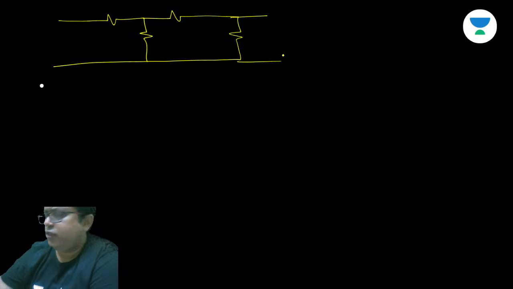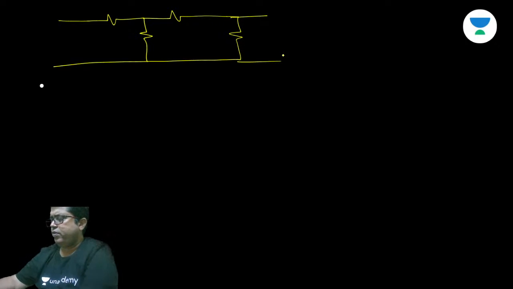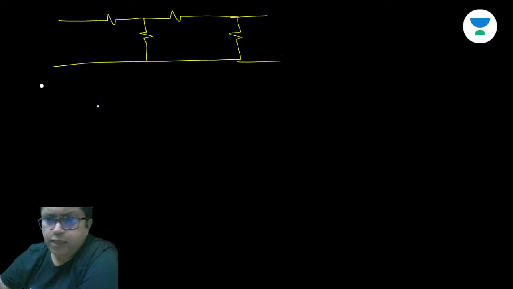For example, I will consider one electric circuit. This is one electric circuit I am considering. This is R1, R2, R3, R4, etc.